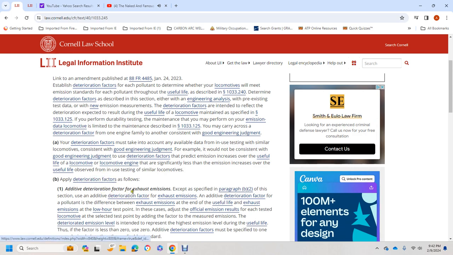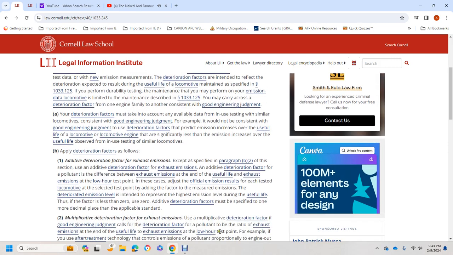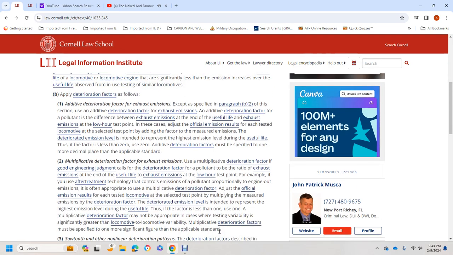One, additive deterioration factor for the exhaust emission, except as specified in paragraph B2 of this section. The additive deterioration factor for the pollutant is the difference between the exhaust emission at the end of the useful life and the exhaust emission at the low hour test point. In this case, the initial emission result for each test locomotive at the test point is adjusted by adding the deterioration factor to the measured emission, and the deteriorated emission level represents the highest emission level during the useful life. If the factor is less than zero, use zero. Additive deterioration factors must be specified to one or more decimal places consistent with the applicable standards.